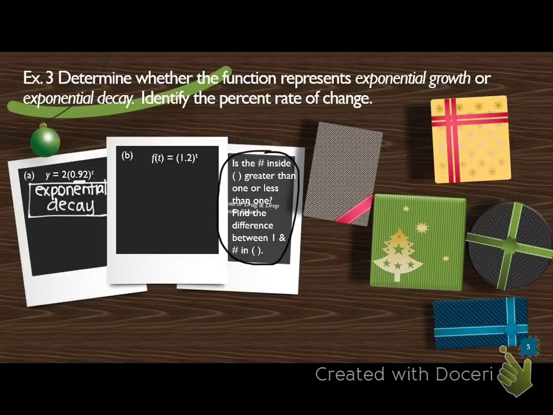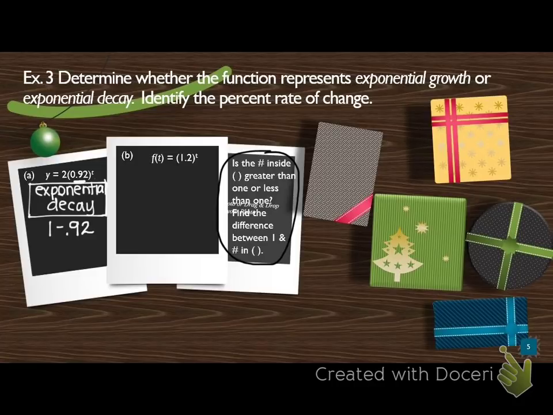Here's the part we gotta pay attention to. It also asks us to identify the percent rate of change. So what did they subtract from 1? And you'll notice the other little note I added is to find the difference between 1 and the number in parentheses. If you want to find the percent rate of change, we have to find the difference between that 1 and the number inside. So we're going to do 1 minus 0.92, because the difference of is subtraction, and we're just doing regular subtraction. 1's larger, so we're putting it first.